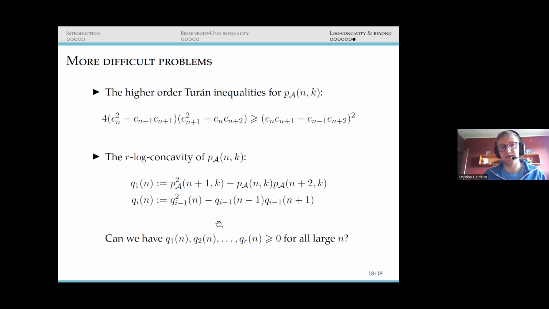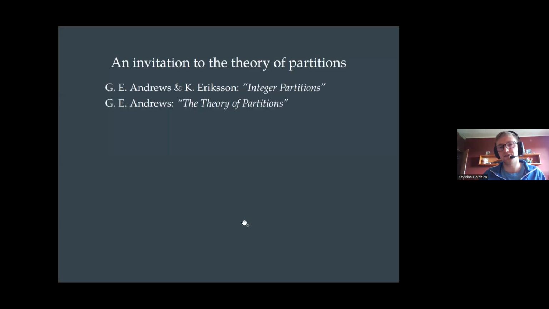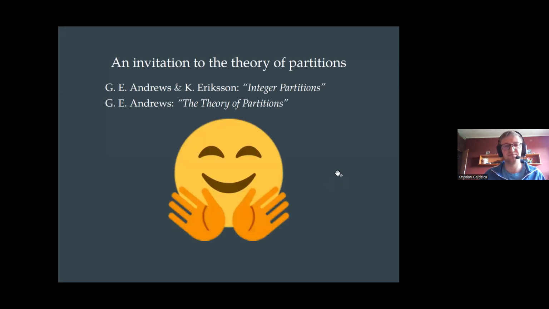And finally, at the end of my talk, for anyone who would be interested in the theory of partitions, I highly recommend the following two positions. And that's all I prepared for today. Thank you very much for your attention.